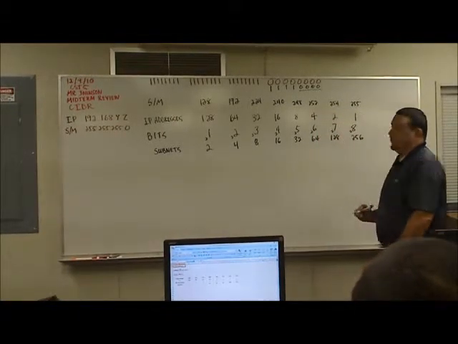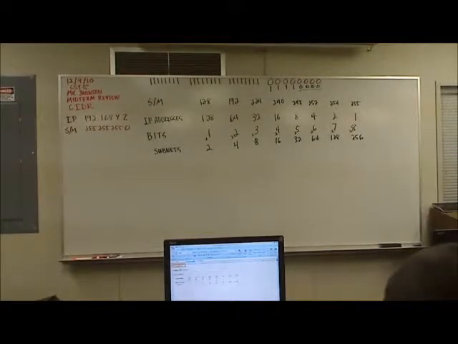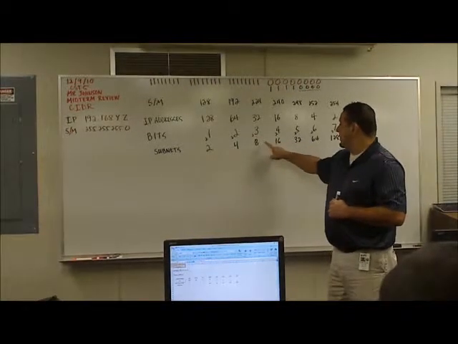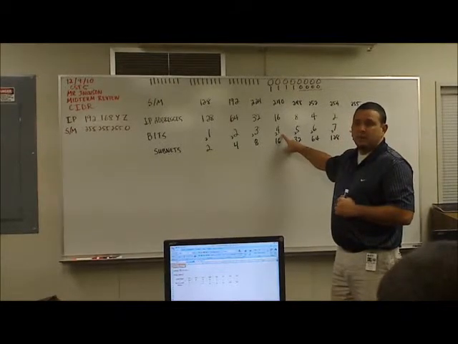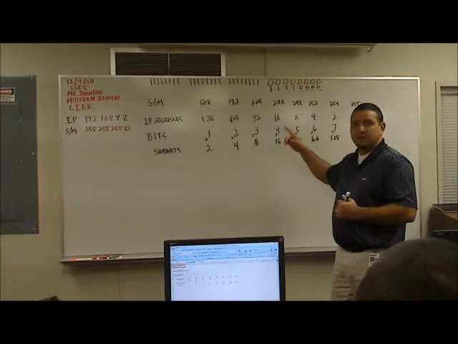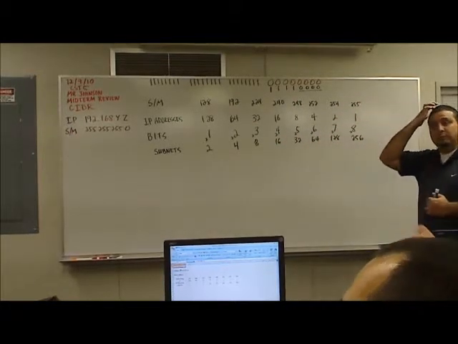All right, I understand. Maybe I need to touch up on my math, but the subnets right there, I understand that you got 1 and 2. 2 times 2 is what? 4. Times 2 is what? 8. Times 2 is 16. So it's 2 times 2 times 2, the exponent.